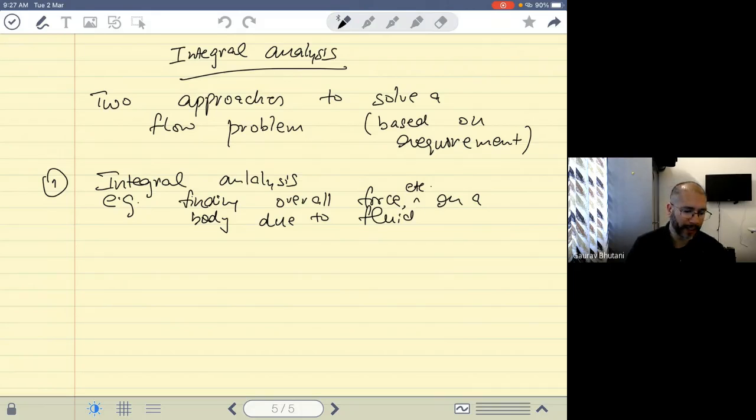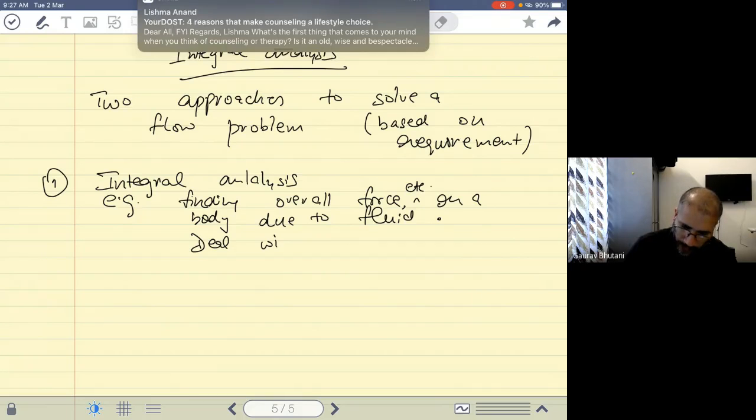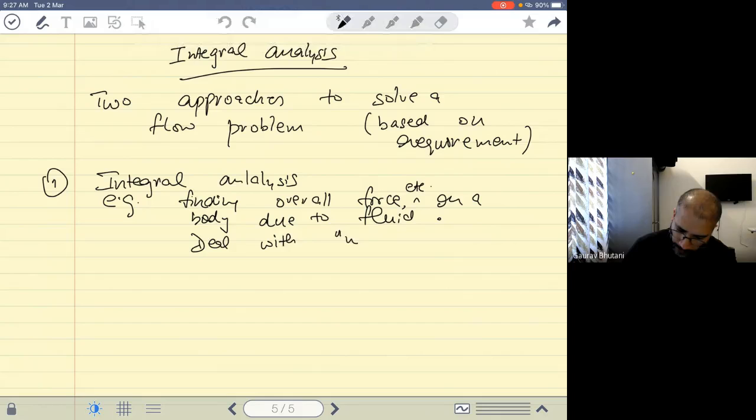It may be something else overall that you are interested in. But what I mean in general is that you will deal with large volumes in this case, the whole volume, the full car.